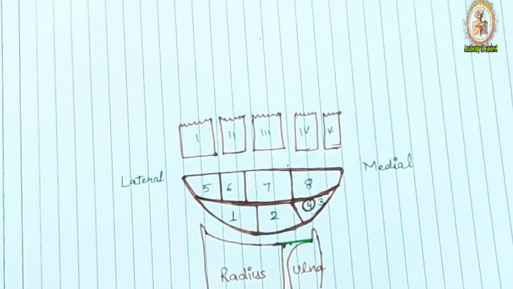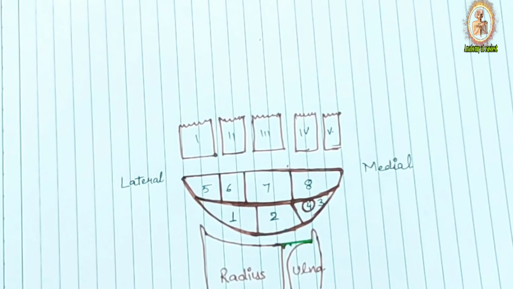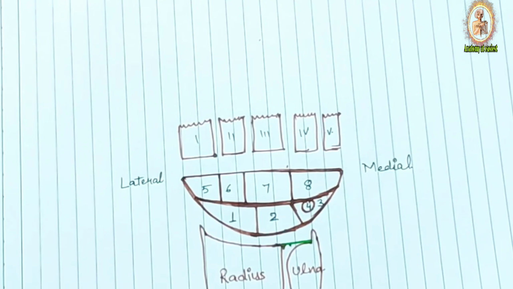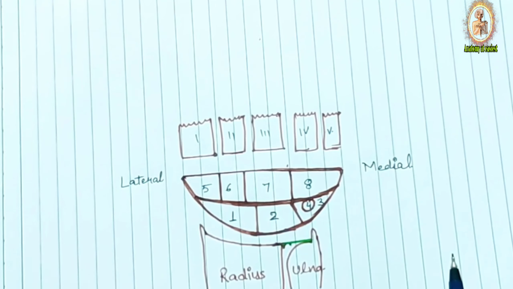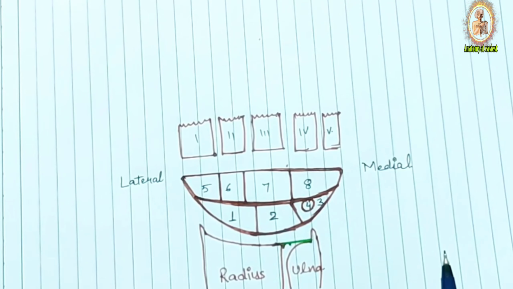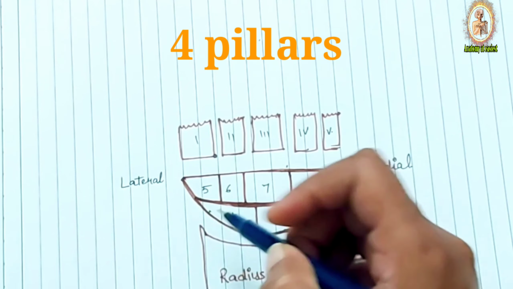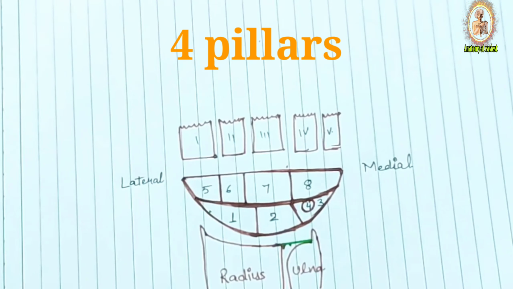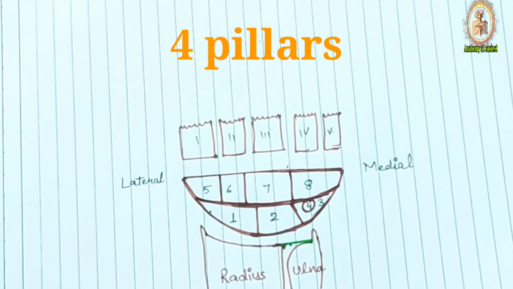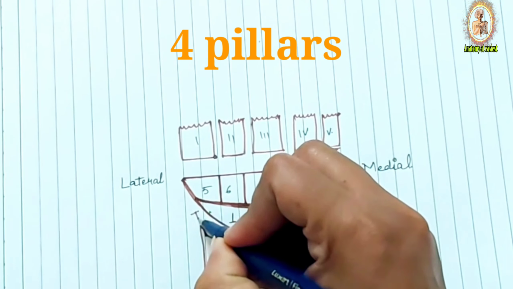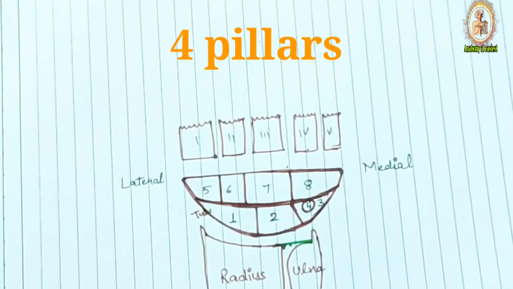After the articulation, we come to attachments of the carpal bones: how the carpal bones give attachment to some structures. We will learn only the important ones, not every one. Now, you must know that carpals form 4 pillars. For the first one, it is the tubercle of scaphoid. The tubercle of scaphoid forms the lateral and the proximal pillar.